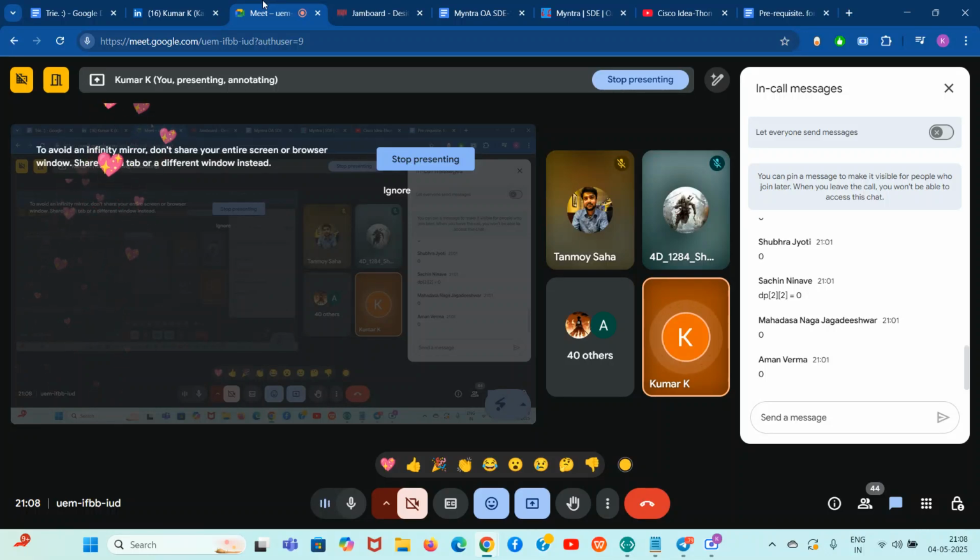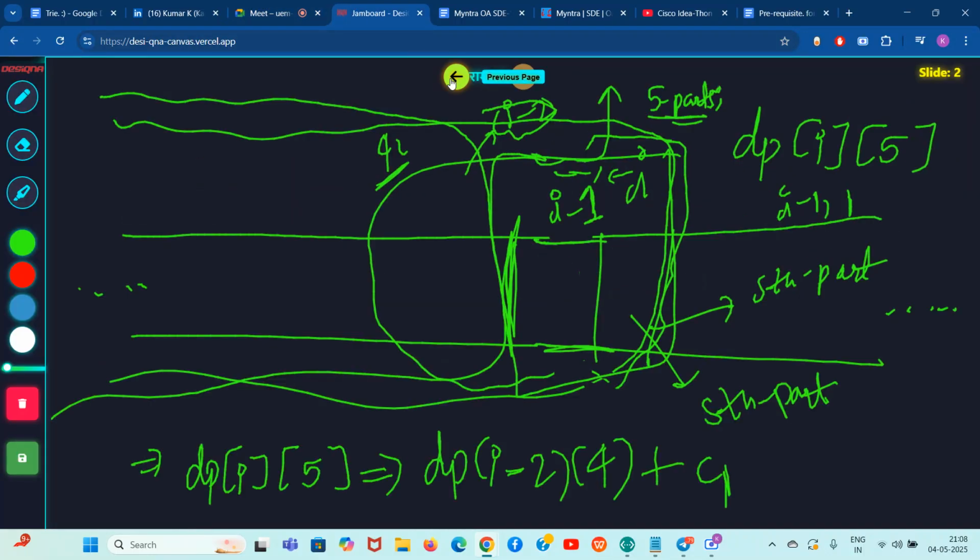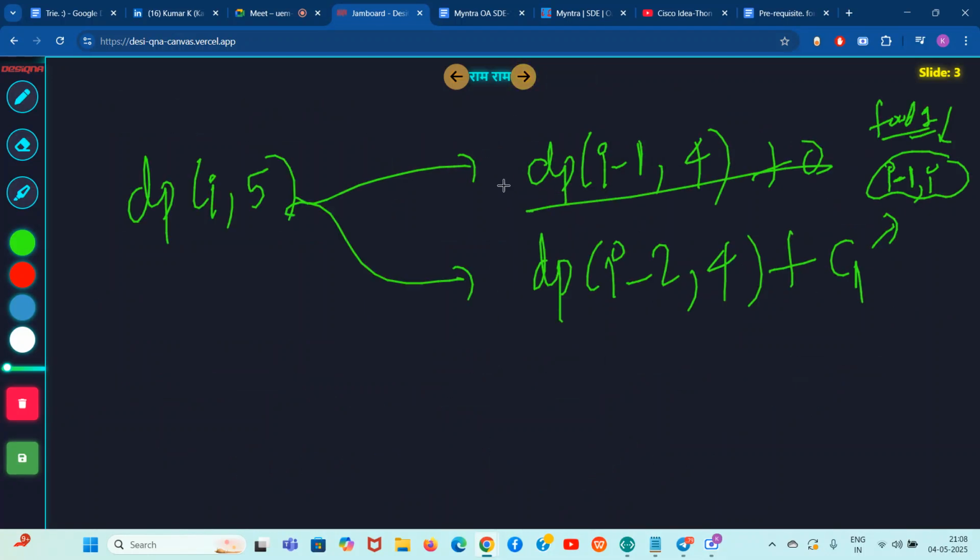Everyone react with love emojis if they have understood these two possibilities. One possibility was that we have to divide the I elements in first five parts. So one possibility is that only the last element is in the last part. This is that possibility when only the ith element is in the last part. This is the possibility where I minus 1 and I both are in the last part.